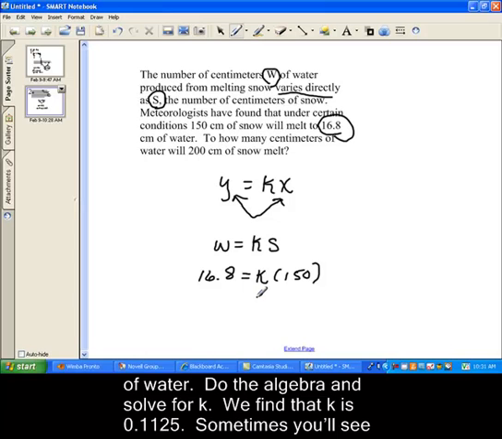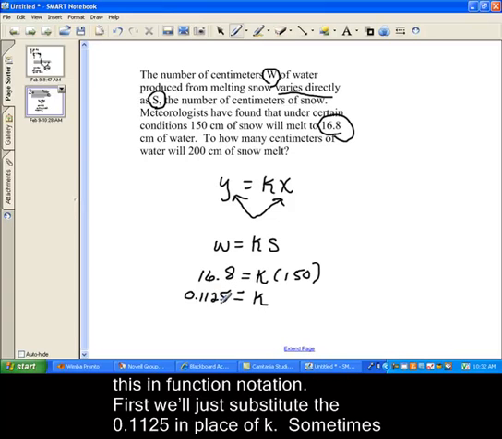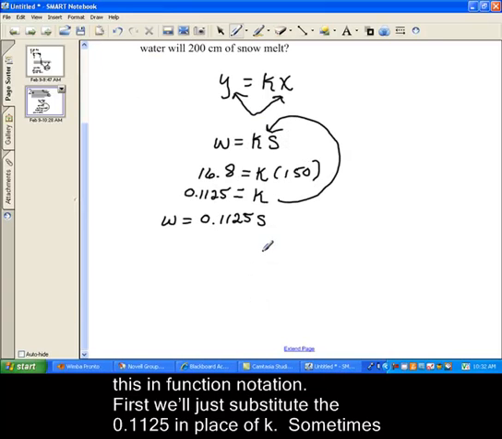Do your algebra and solve for K. And we find that K is 0.1125. Now, sometimes you'll see this in function notation, and when we substitute this back in, we're going to put the K back into our equation. It's going to look like this. Simply substituting the K in the equation, but sometimes we see the function notation.